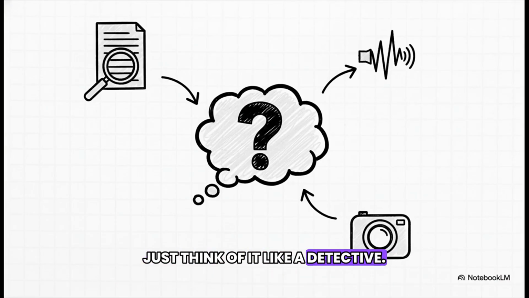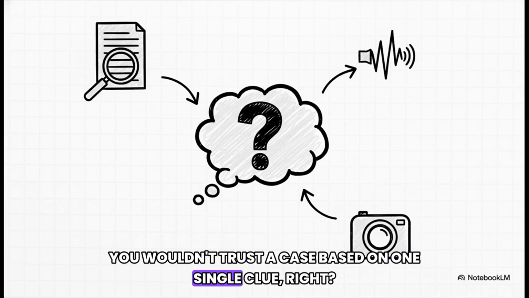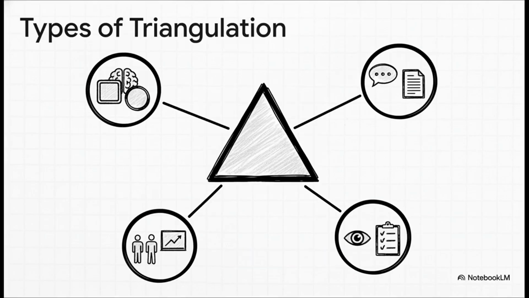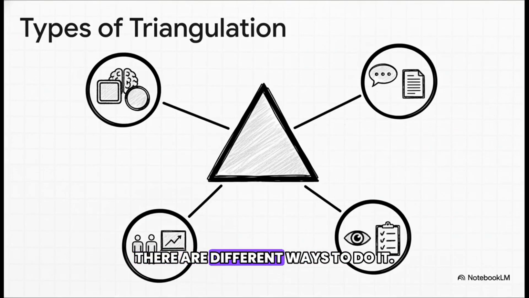Just think of it like a detective. You wouldn't trust a case based on one single clue, right? You look for multiple pieces of evidence that all point in the same direction. That's triangulation. And here's the cool part. There are different ways to do it.